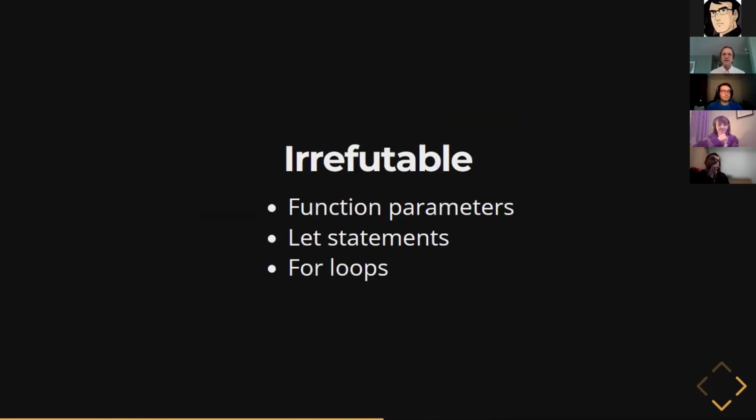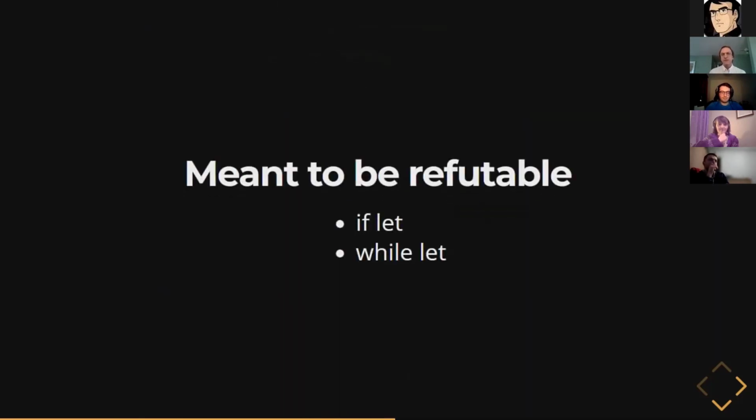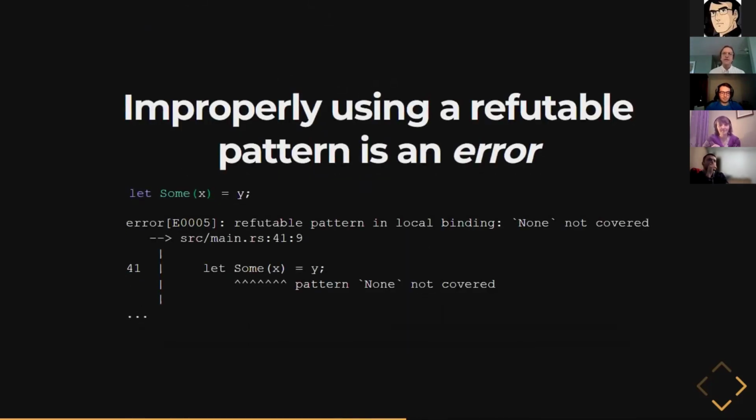So function parameters and for loops, as well as let statements, require irrefutable matching. If let and while let are meant to be refutable. If we improperly use a refutable pattern, it's an error, a type error, of course. If we try to say just let Some(x) = y, well, y is presumably an option, and it might be Some value, but it might be None, and that's not handled. This won't compile because the None case is not taken care of here, like it would be with an exhaustive match.